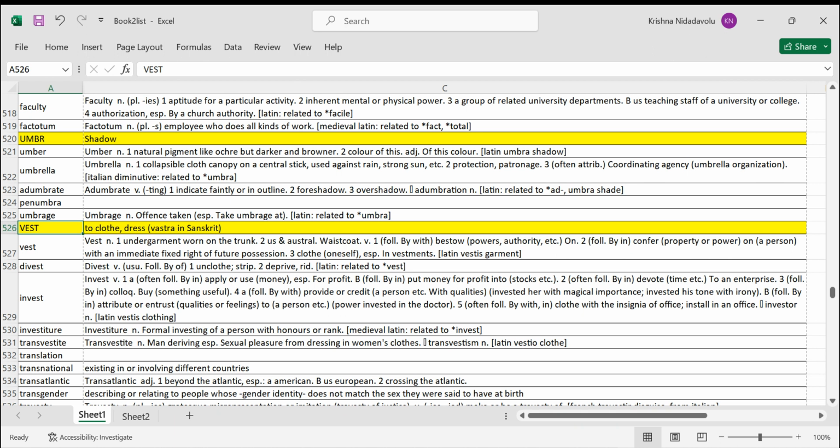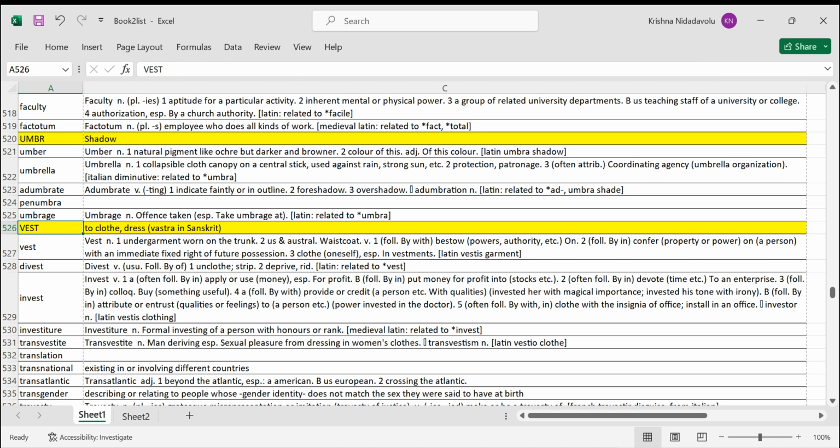That is invest. Nowadays it is used in multiple places. Most commonly we use it for investments: investing money for profits by putting money in stocks, etc. That is what generally we are using right now. But originally it was about giving authority to someone by decorating them in the particular clothing. That is invest. So it is related to investiture.